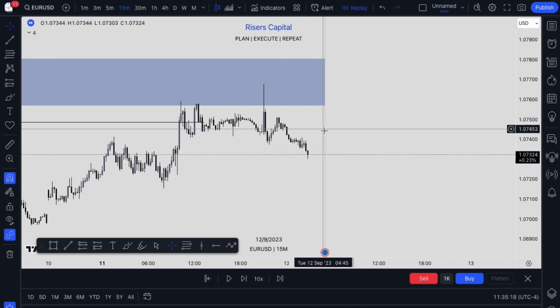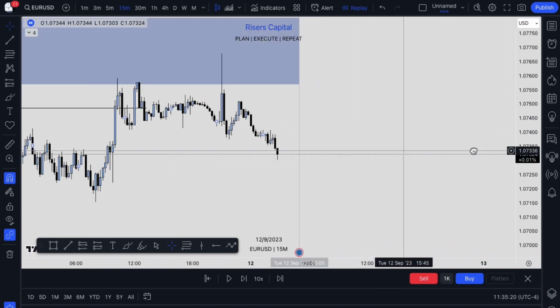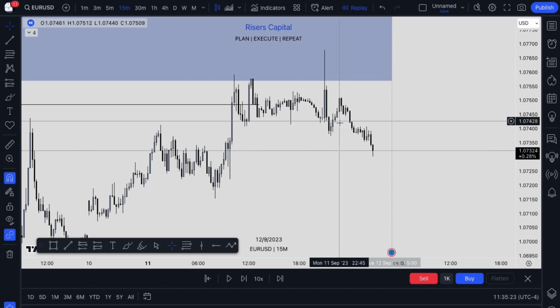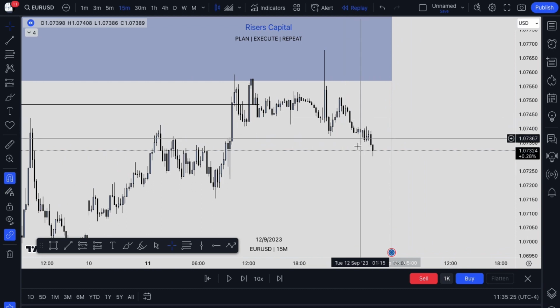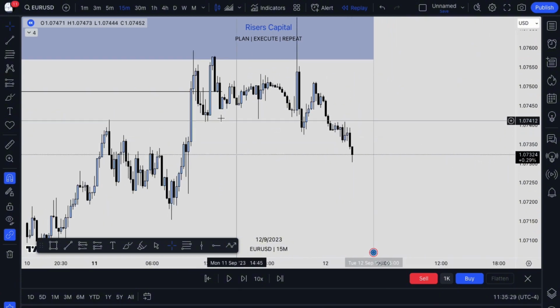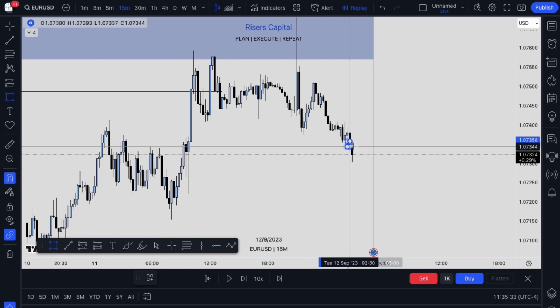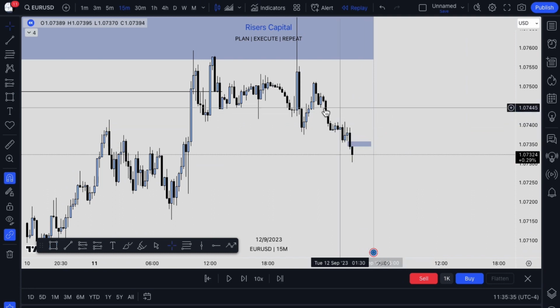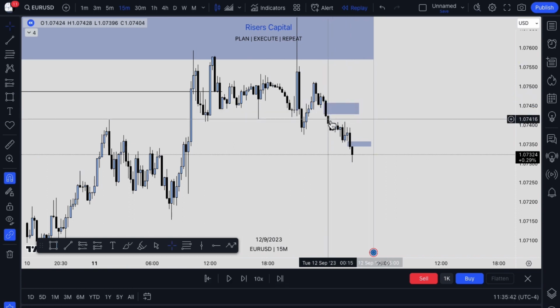Okay, now what do we look for now? Well, you can literally look for anything to enter off of. That could be a fair value gap or an order block. In this example, it is a fair value gap. Okay, and you can see we have a fair value gap here, and we also have a fair value gap over here, and a small one over here.